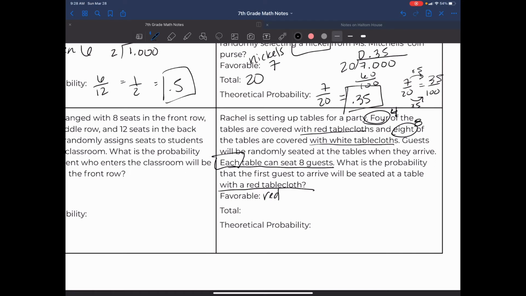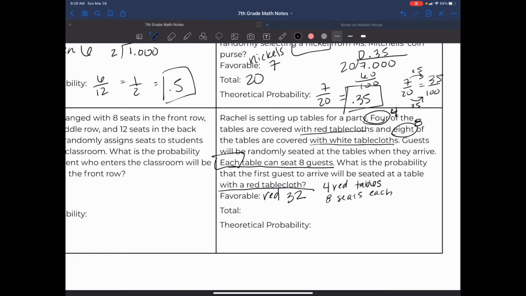Okay, the reason there's extra math here is because I know how many tables and I know how many seats per table. I need to find the total amount of seats. And then I need to figure out the total amount of seats at the red tablecloths. So if there are 4 red tables and 8 seats each, then how many seats are at the red tablecloth tables, right? We just do basic multiplication, 4 times 8. So there are 32 favorable seats. That's what we're looking for. We're looking for the seats with the red tablecloth. But then how many total?